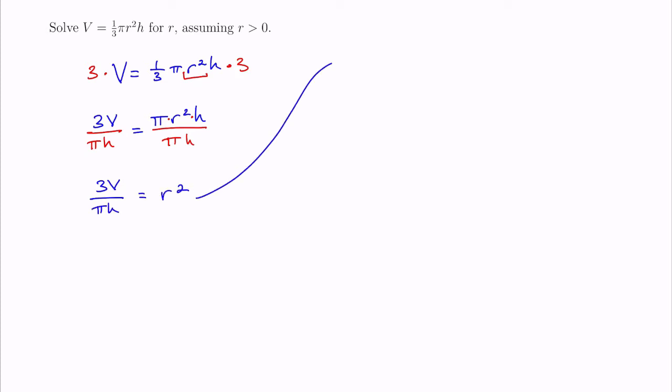Now that we have isolated the r squared, the final step is to remove the square. To do this, we use the square root property. If r squared equals 3v over pi h, then r is either equal to the positive square root or negative square root of 3v over pi h. So we end up with two separate equations: r equals the square root of 3v over pi h, or r equals the negative square root of 3v over pi h.